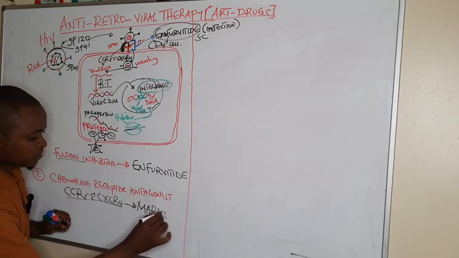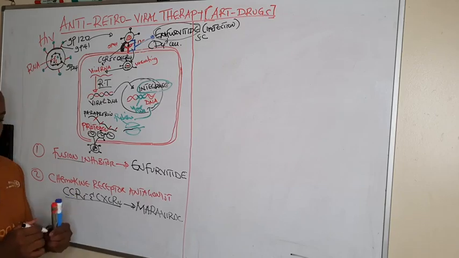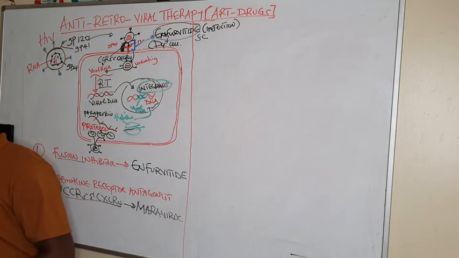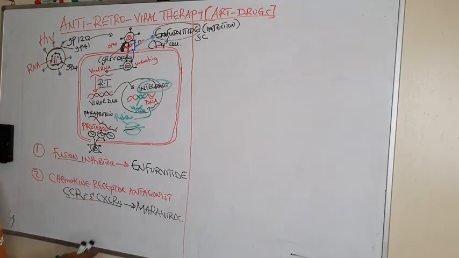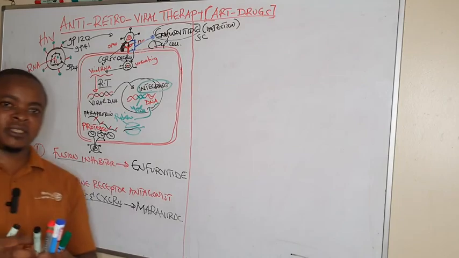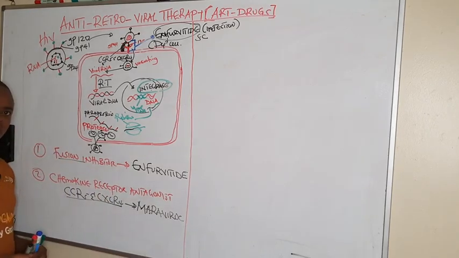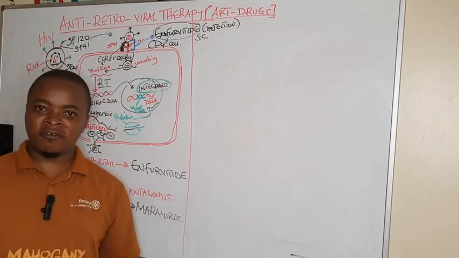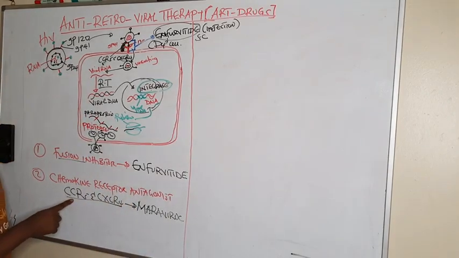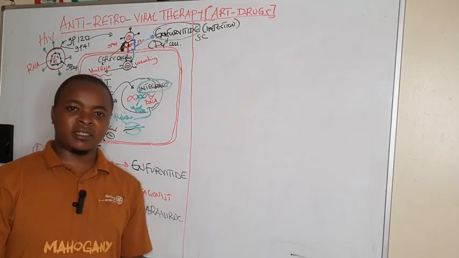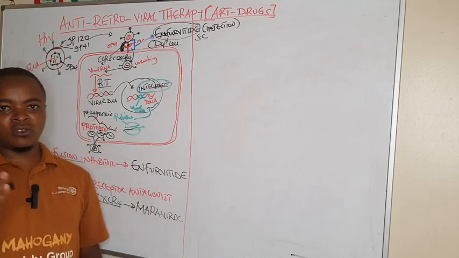Maraviroc is the drug used for antagonizing the action of CCR5 and CXCR4, so that there is no way the virus can enter into the cell. And we're going to see that the discordant couples, people who cannot get HIV, lack this co-receptor. This is CCR5. Without these co-receptors, the virus cannot enter into the cell. So they can have the virus in the blood, but it cannot enter into the cells to cause the effect.